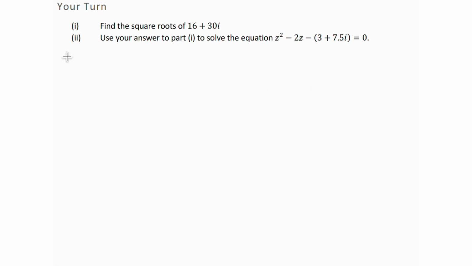Find the square roots of 16 plus 30i. So the square root of 16 plus 30i is some complex number a plus bi, where a and b are real numbers. Knowing that, we can square both sides.